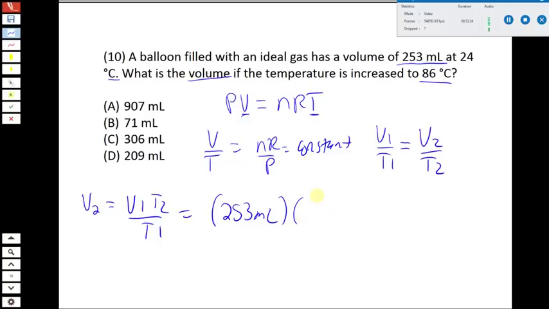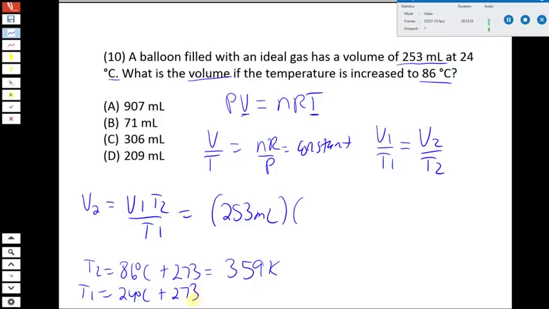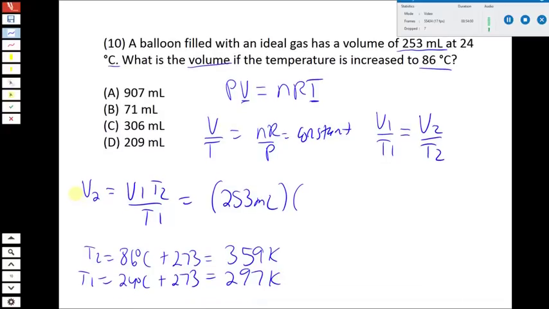So the T2 is going to be 86 degrees Celsius, and we add 273 to that to get it into Kelvin. So that's going to be 359 Kelvin. And then T1 is 24 degrees Celsius. We add 273 to that and get 297 Kelvin. So we've already used Kelvin temperatures earlier today, but this is a little bit more detail of how we do that. We just add 273 to go from Celsius to Kelvin, and that step is, again, necessary. There's no way to skip that.